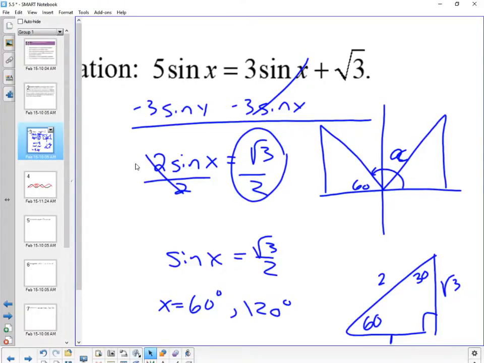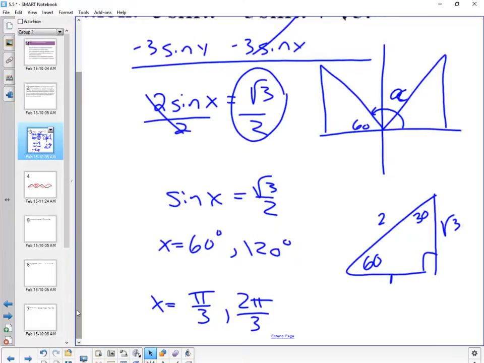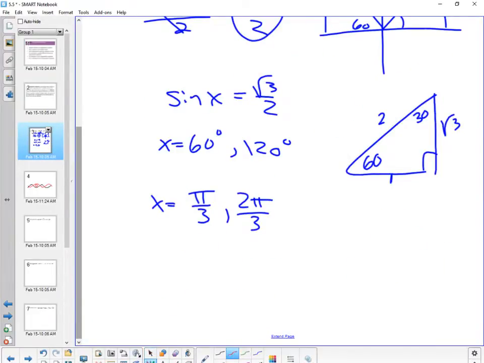Well, remember when we got 60? I said, oh look, it can also happen at 120, right? And we said, oh yeah. So every time I keep going around, it would happen again, right? What do we call those? All the other coterminals, right? So on pi thirds, it would also be pi thirds plus any what? 2n pi, right? Or 2 pi times the number of revolutions.